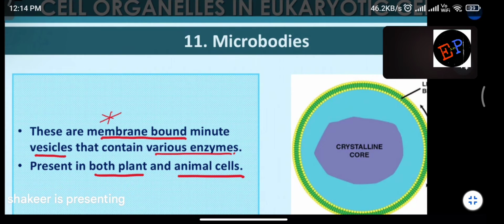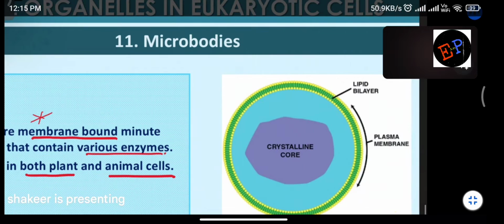So these are membrane bound minute vesicles which contain various enzymes. Enzymes are present inside these microbodies. And you can find them in plant cells also, you can find them in animal cells also. In prokaryotes, we have studied inclusion bodies. No? In prokaryotes we call them inclusion bodies. In eukaryotes, we can call them microbodies. That is the difference. Okay.